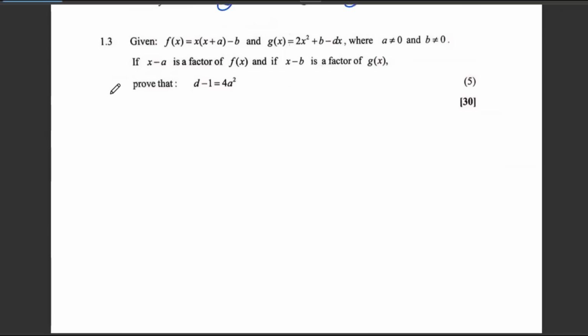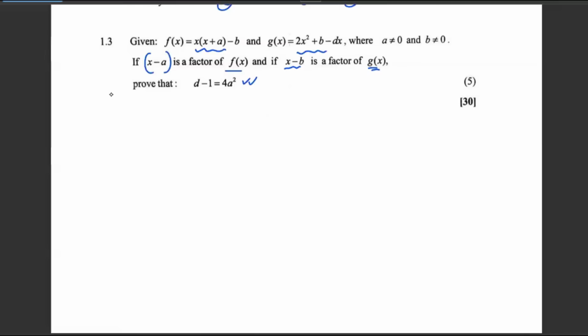1.3, they're telling us that if f of x is given as this, g of x is given as this, where a can never be 0, b can never be 0. If x minus a is a factor of f of x, and if x minus b is a factor of g of x, can we prove that d minus 1 is equivalent to that? The only thing that I believe will guide us is this.